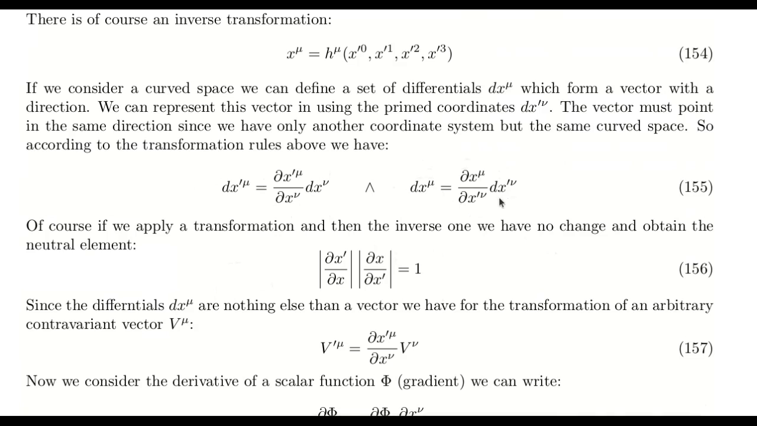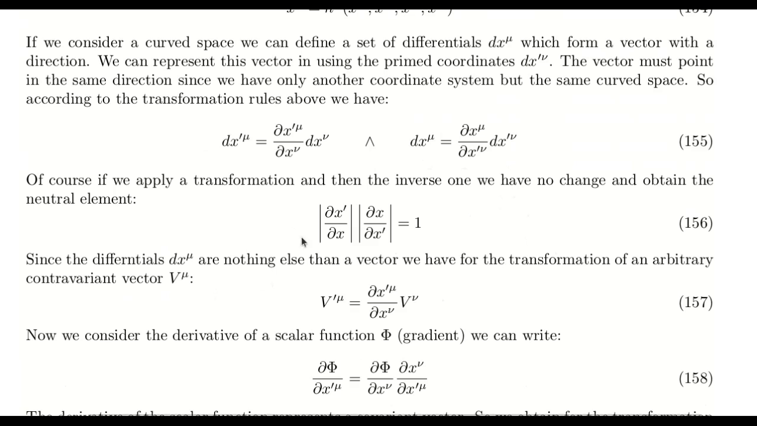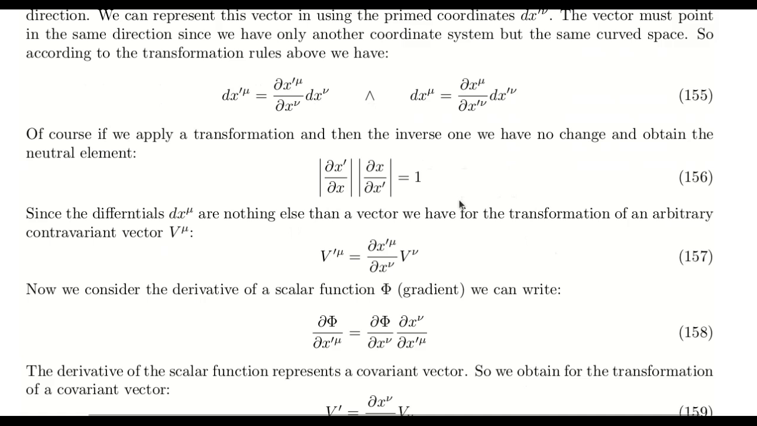If we apply a transformation and then the inverse one, then there is no change. That would be a factor of 1. The differentials dx mu are a normal vector, okay, with a differentially small length, but a vector. So we can write an arbitrary vector v instead. So we have the general transformation law for a contravariant vector v. Here, 157.